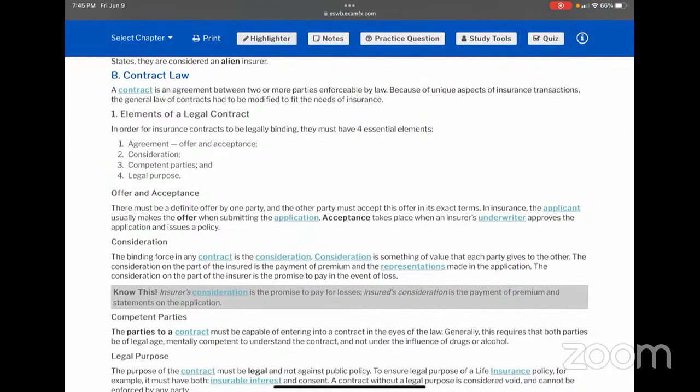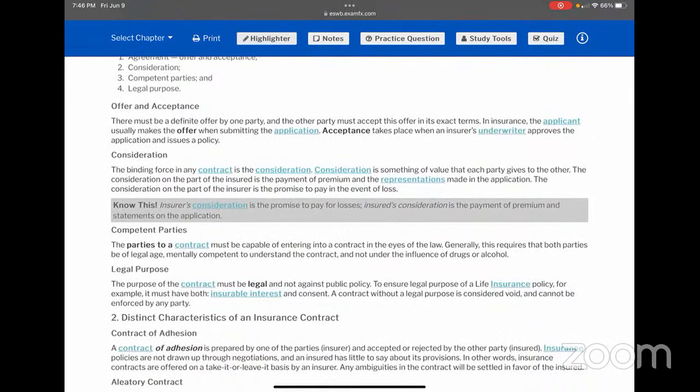So they've got to have an agreement. That's the offer. So they offer $300,000 for $70, and then you accept that. Consideration is them checking out your health and all of that good stuff. Competent parties: who's the insured and who's the insurer? Who's the beneficiary, who's the contingent, all that good stuff. And legal purpose: what is the reason for this policy? Is it insurable financial loss, business? Now they're about to go through it.